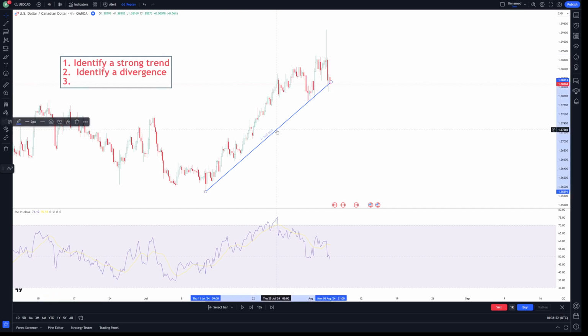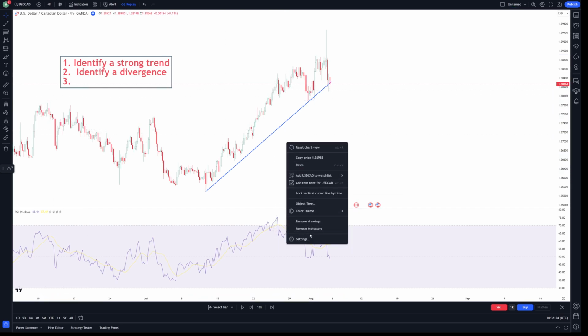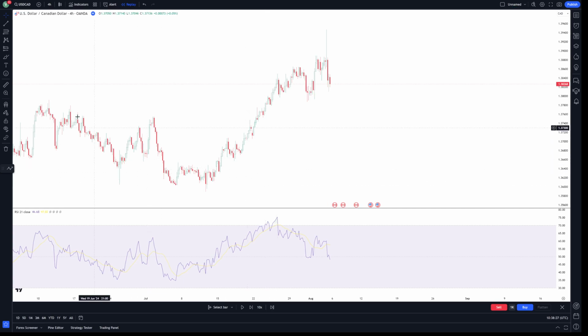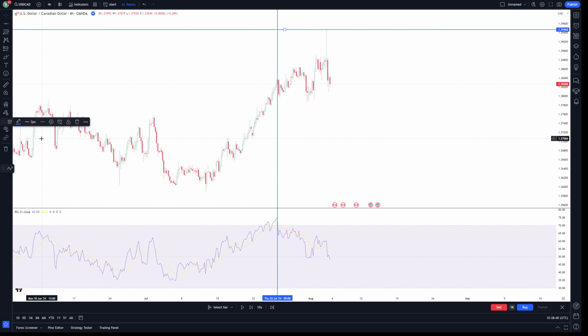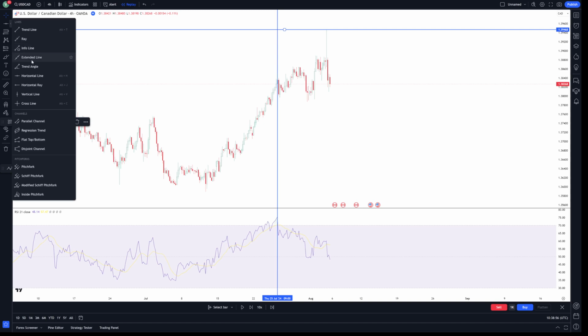So let me remove this line for now, and let's identify the top of the RSI. Okay, I'm going to get a vertical line, and I'm going to identify where the RSI topped. Okay, here we go. So this is where my RSI topped. Now let's draw a horizontal line for the price top. Okay, here we go. So that's my horizontal line for the price top, and let's draw a vertical line for my price top. And you'll see in a minute why I'm doing that. I'm doing that just for illustration purposes.